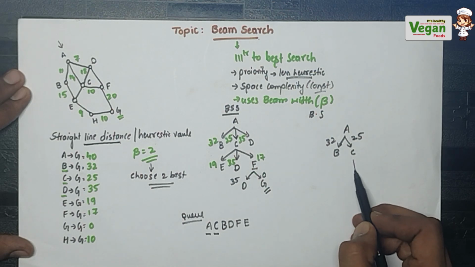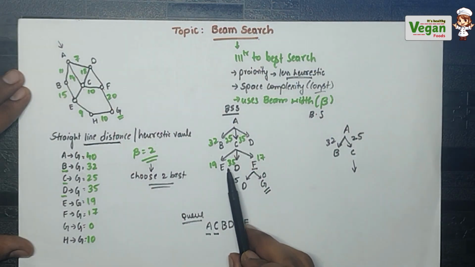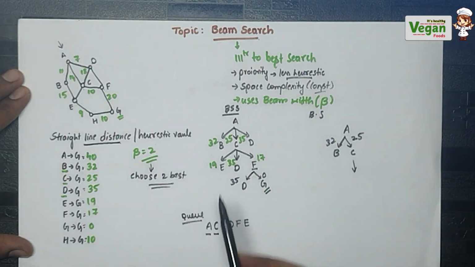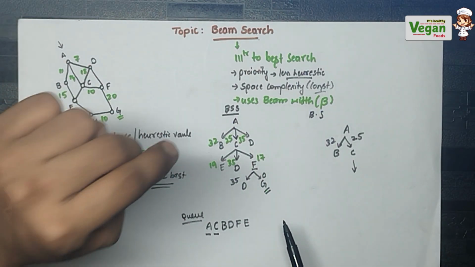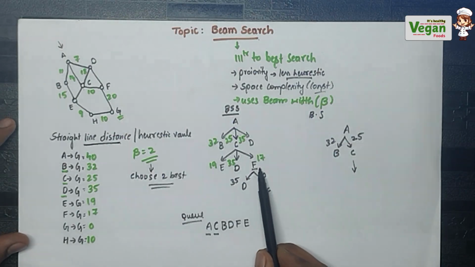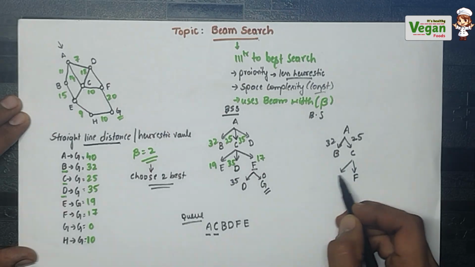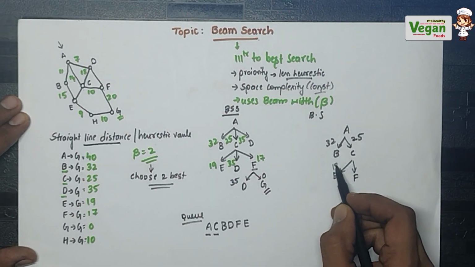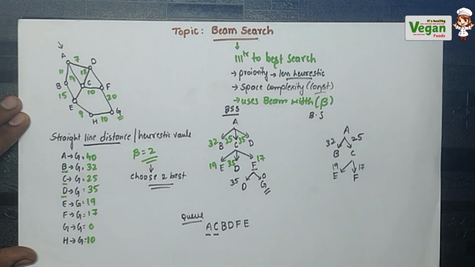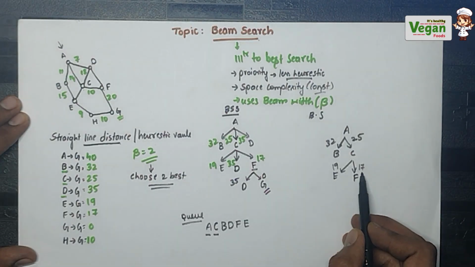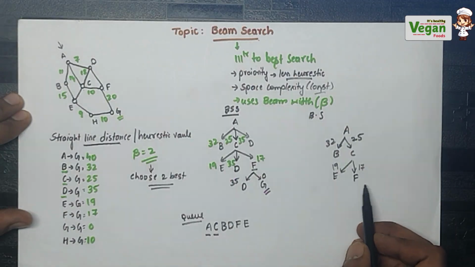From C I will be going to the next step. In the next step we are having three possible paths, so we will choose only two with their least heuristic values. F is having 17 and E is having 19. So F will be selected and E will be selected. Now which is having the least heuristic value? That is 17 for F.